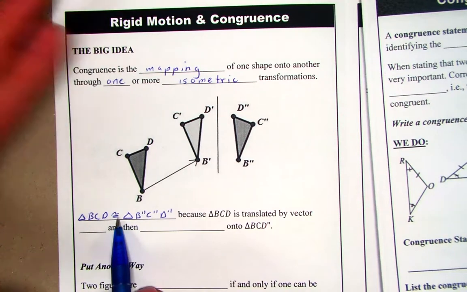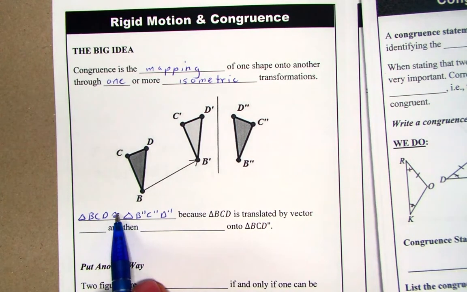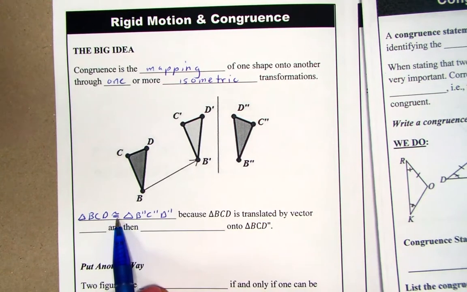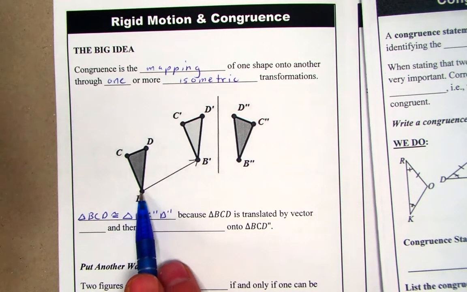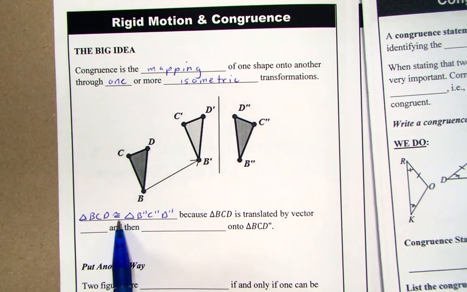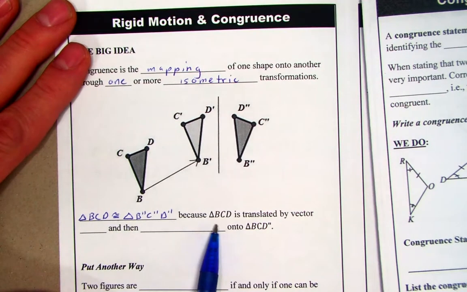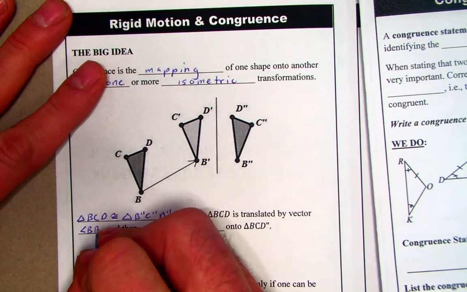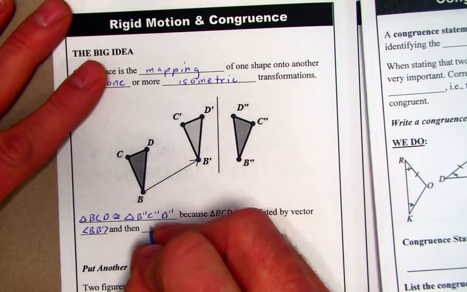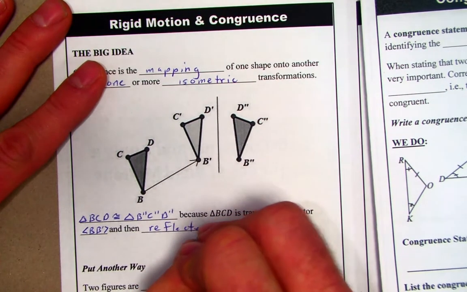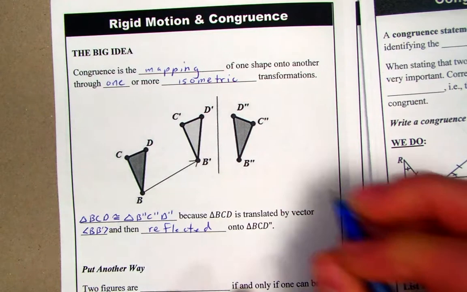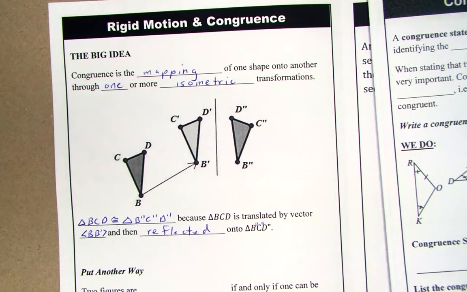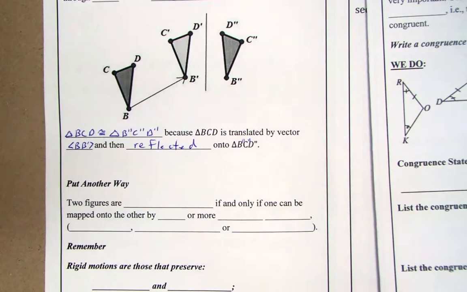Right? So that's our symbol for congruence. It's a similar and an equal sign. Similar meaning that the two triangles are proportionate. And equal saying not only are they proportionate, but all their sides and angles are equal in measure. Okay, so the triangles are congruent because triangle BCD is translated by vector, and we'll call it B prime, and then reflected onto triangle, oh, I didn't put my double primes there, B double prime, C double prime, D double prime. Okay, so just another way to phrase it.